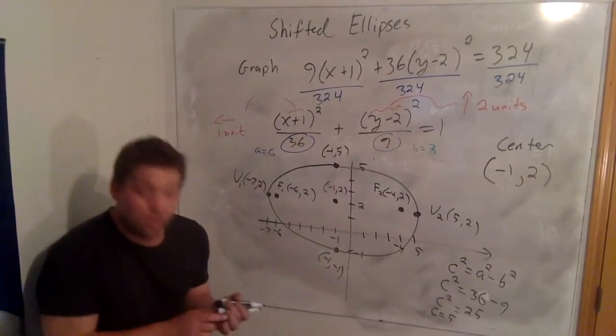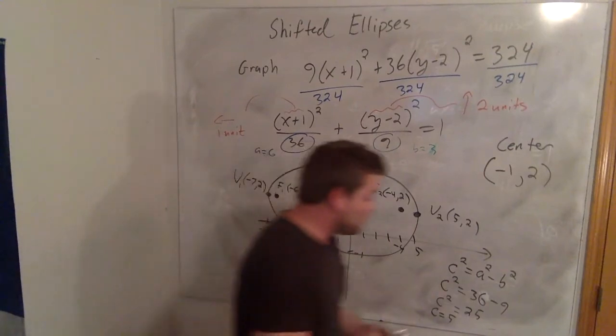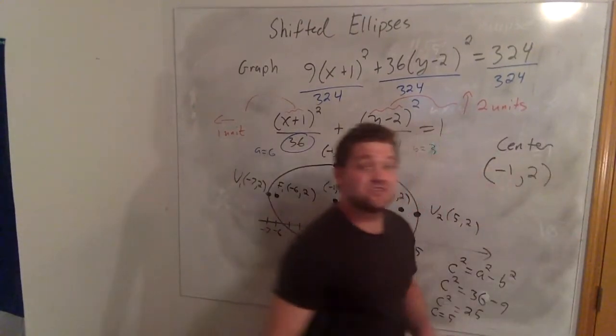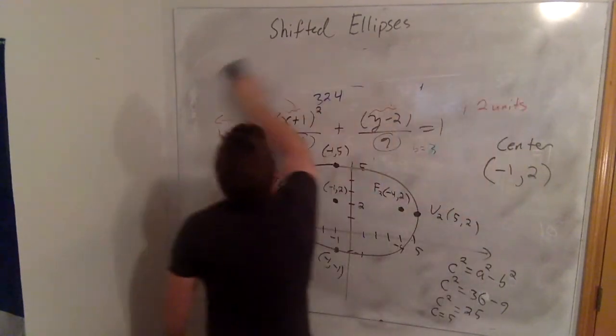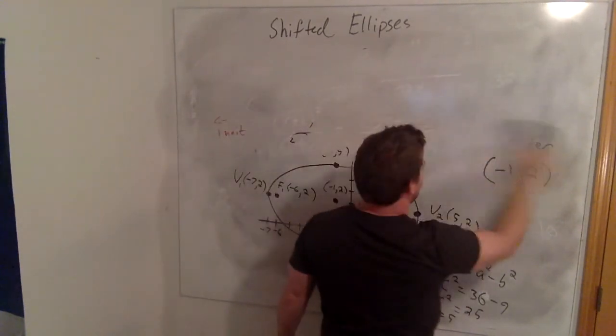Let's do one more example. Let's do an example where we're given information about a shifted conic and we want to find its equation. Hey, how about a shifted conic, a shifted ellipse?